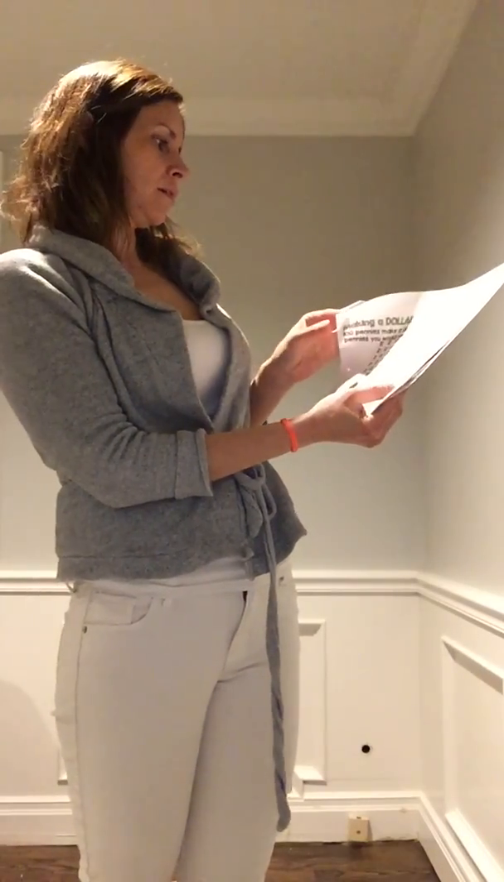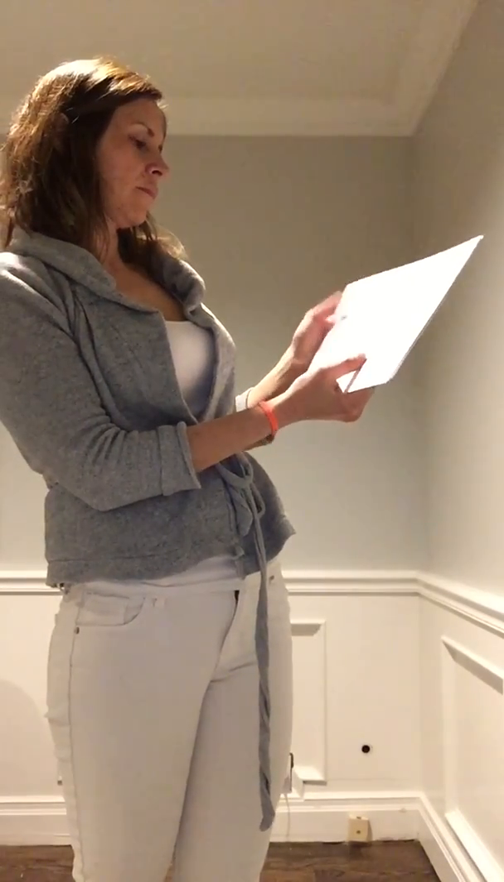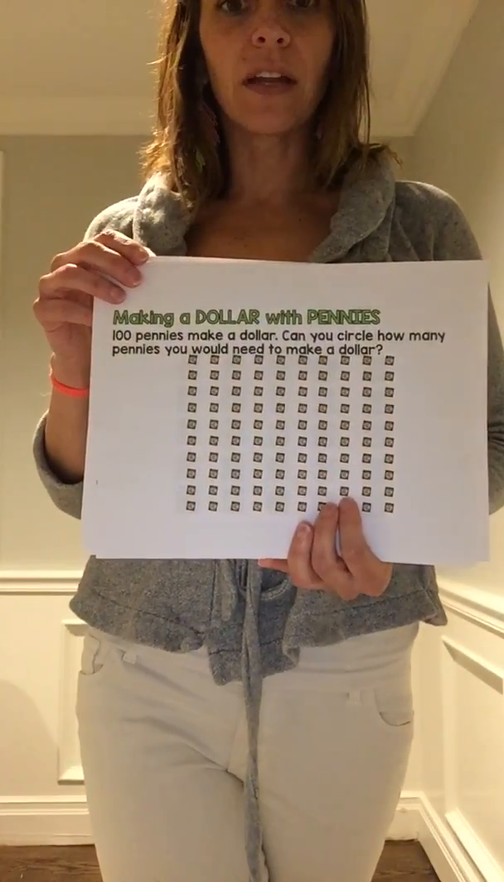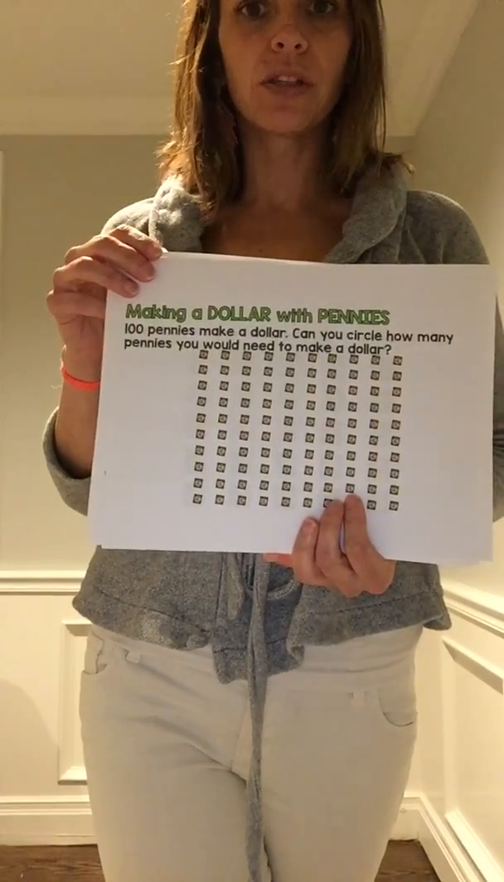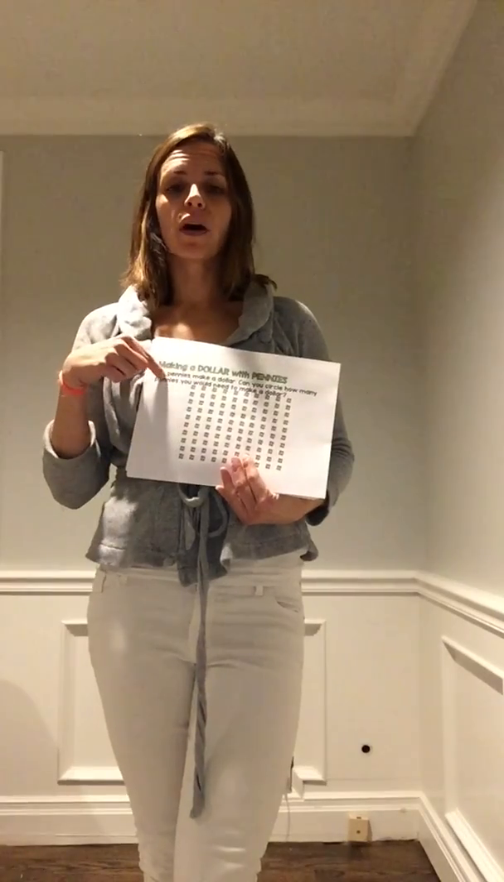I have 2 more things for Friday. It says 100 pennies make $1. Can you circle how many pennies you would need to make $1? So I'm going to help you. $1 is the same as 100. So if you need to get to 100 counting by ones, you're going to need 100 pennies. So you're going to have to circle 100 pennies, and that sounds like a lot, doesn't it? That's because it's a lot of pennies to make $1.